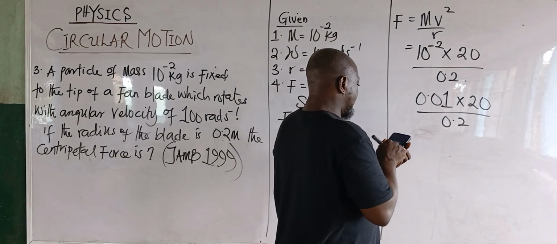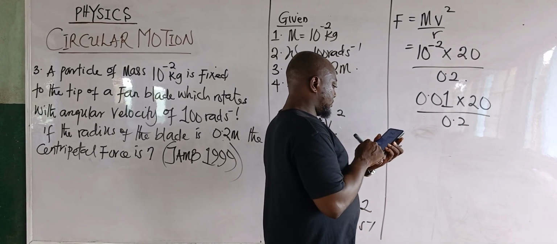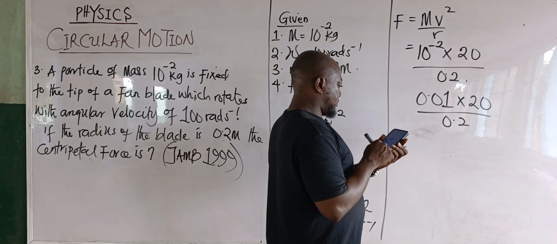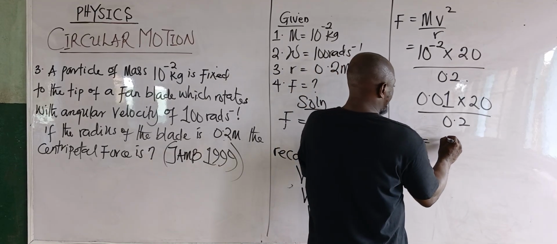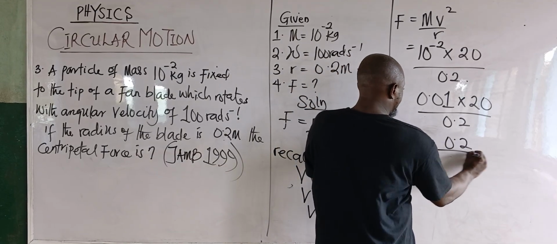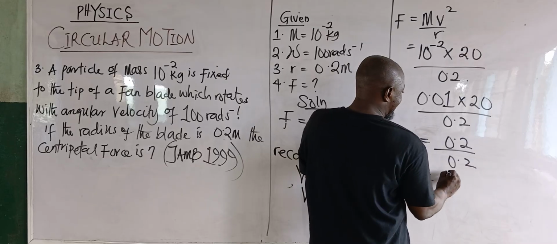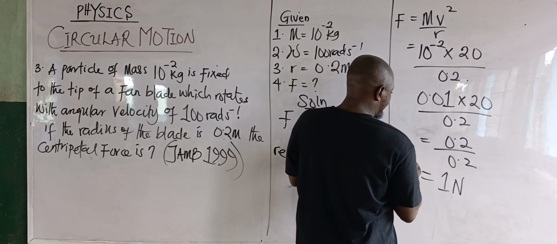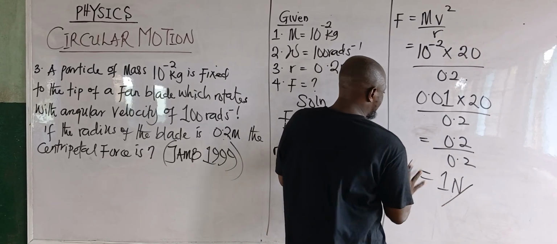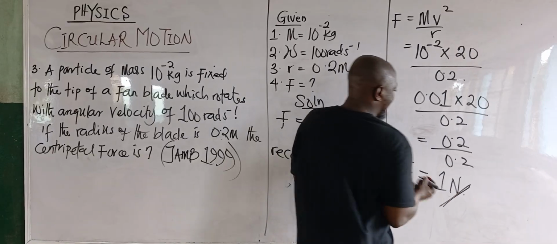So let's do that quickly. 0.01 times 20 will give us this one. So if you divide that, I'm having 1 Newton there. So this becomes my answer here.